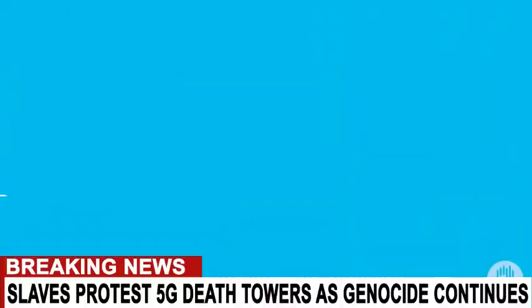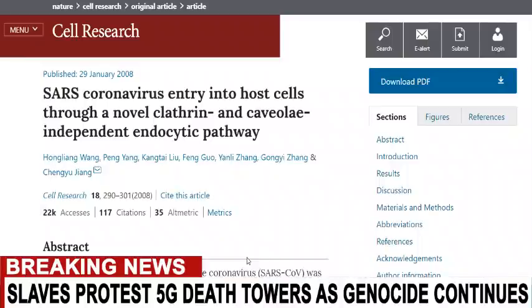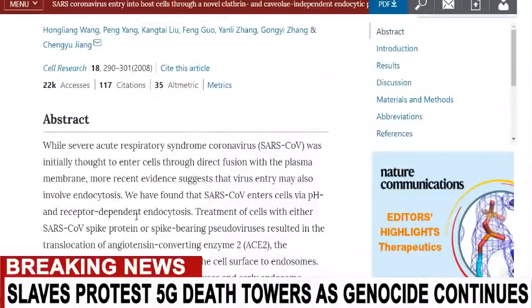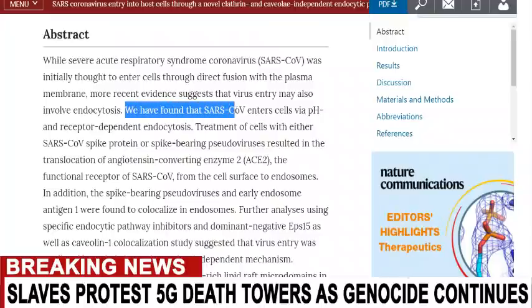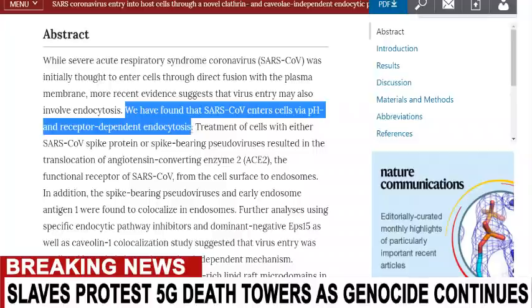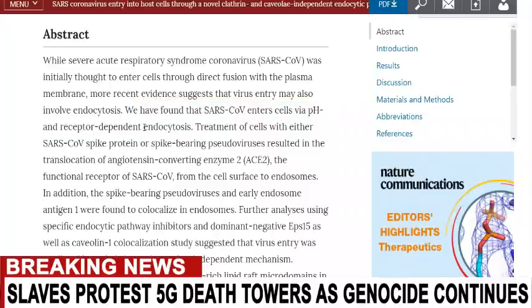But we're going to be covering a lot of white papers from Nature and the like. Many scientific publications, such as this one, talking about SARS coronavirus entry into host cells. And in this article, in many articles in fact, we see that pH or acidity is a huge factor. We found that SARS-CoV enters cells via pH and receptor-dependent endocytosis.